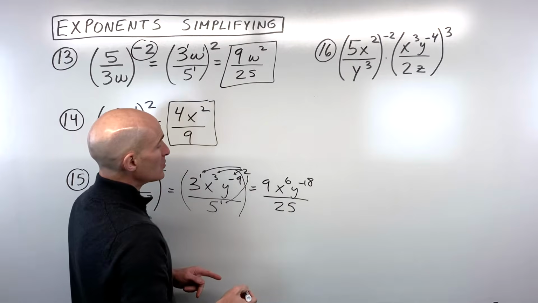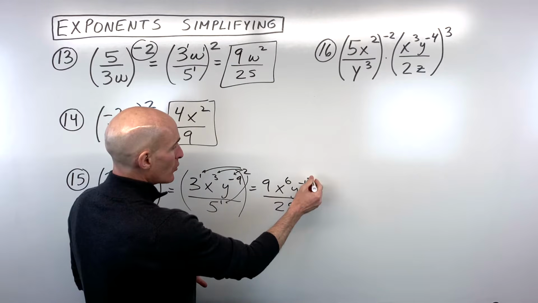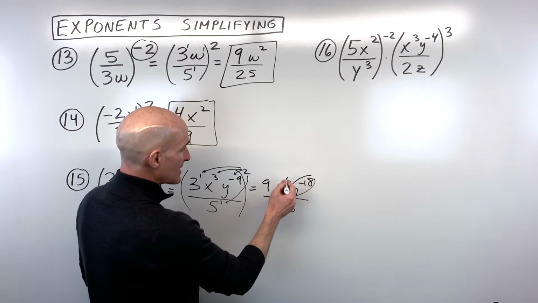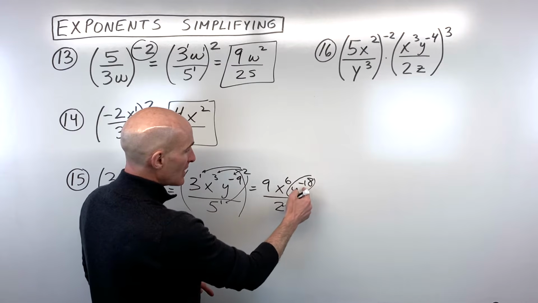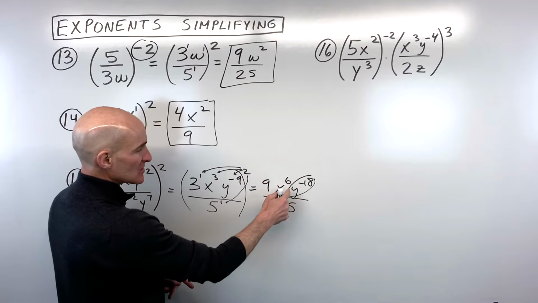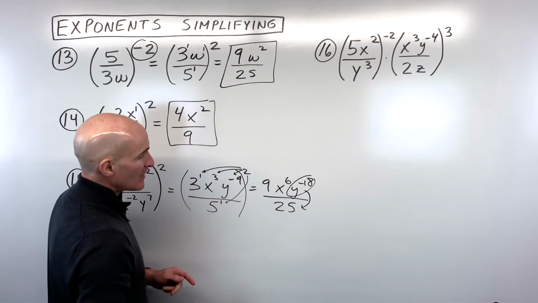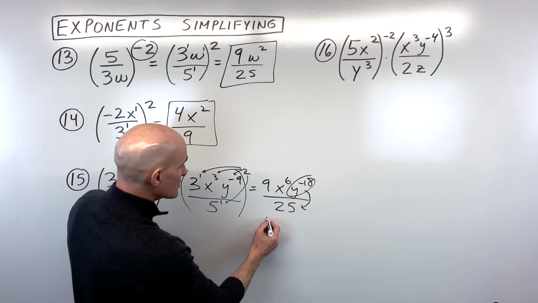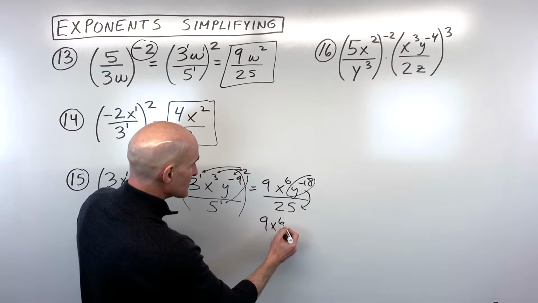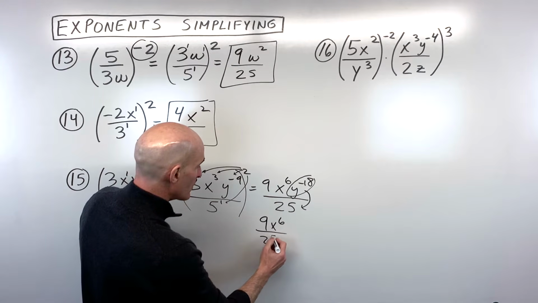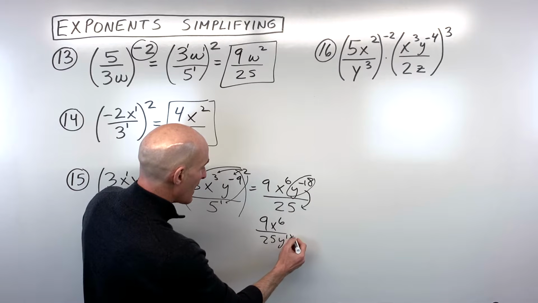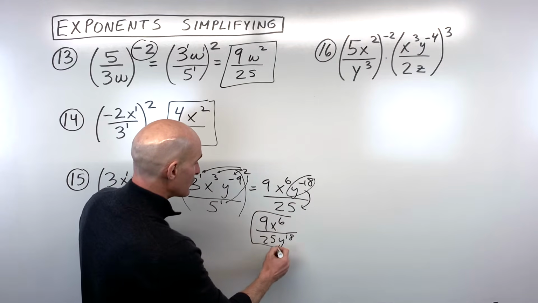Now, the only thing we need to do here is we have this negative exponent, which is just affecting the y. It's not affecting this whole quantity here, just the base, just the y. That's not in parentheses, so it's just affecting that base. We can move that to the other side of the fraction and make it a positive exponent. So this is going to come out to 9x to the 6th all over 25, y to the positive 18 now, and you got it.